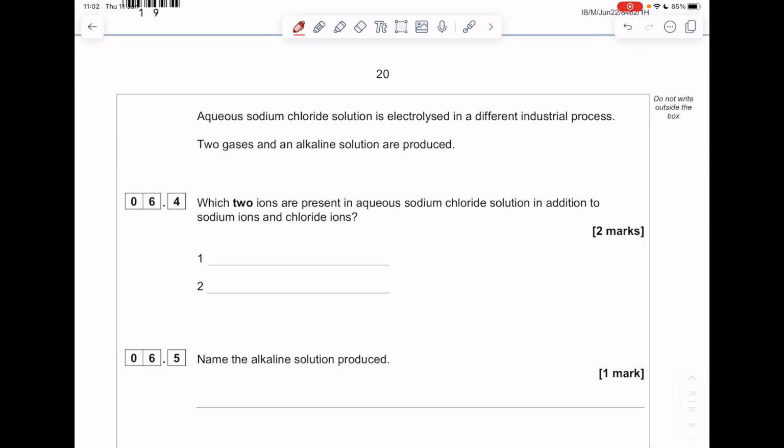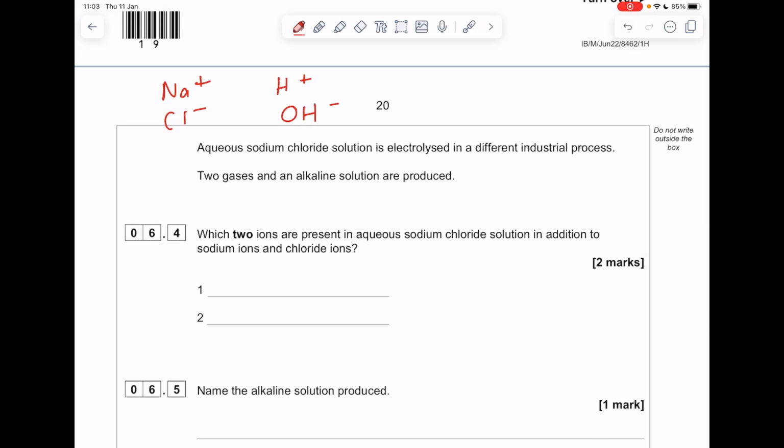Aqueous sodium chloride solution is electrolyzed in a different industrial process. Two gases and an alkaline solution are produced. Yeah, this is actually the more normal one. So if it's aqueous, it means you have these ions in solution. And then remember, the rules are that the least reactive positive ion forms. So compare sodium and hydrogen. Less reactive is hydrogen, so hydrogen gas will form. And then from a negative ion point of view, remember halogens always form preferentially, which means you'll have chlorine gas being produced with a sodium hydroxide solution left over. So these are your usual products of this electrolysis.